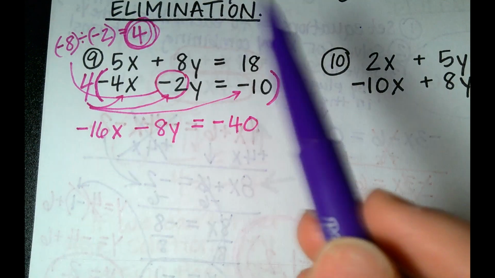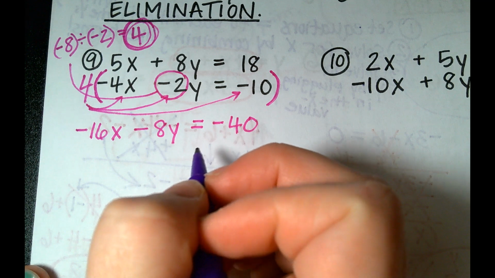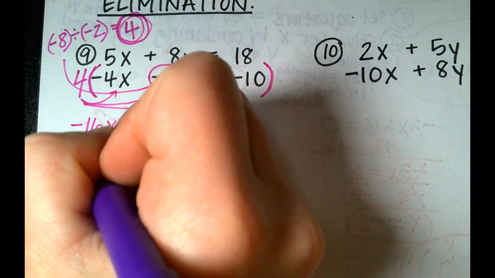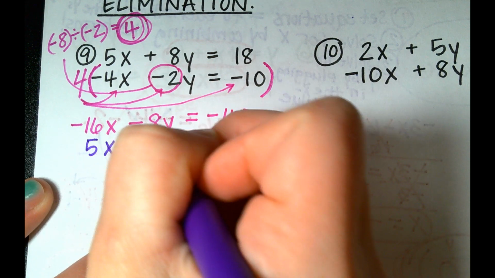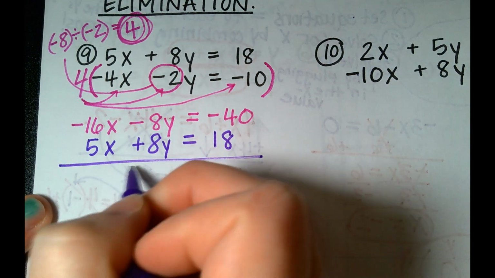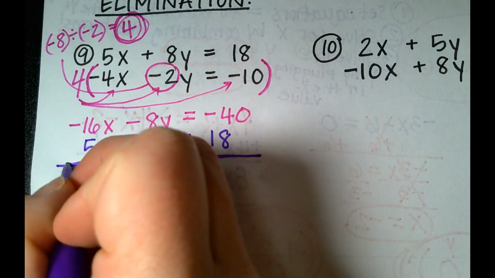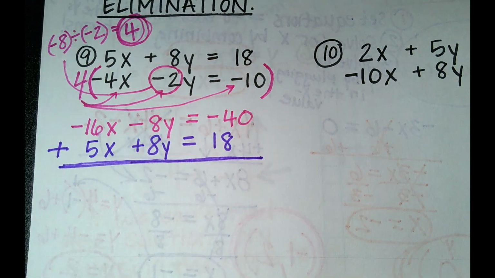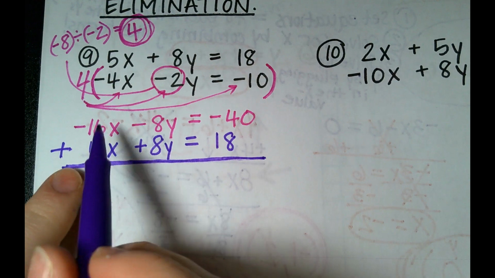Now we're going to rewrite that first equation on top, and we're going to add the two equations together. So 5x plus 8y equals 18. I draw a line underneath both of them, and I'm going to put a plus sign here so I can indicate to myself that I'm adding these together. I got that same answer, but I put 5x plus 8y on top of the other one. That works just as good. Perfect.